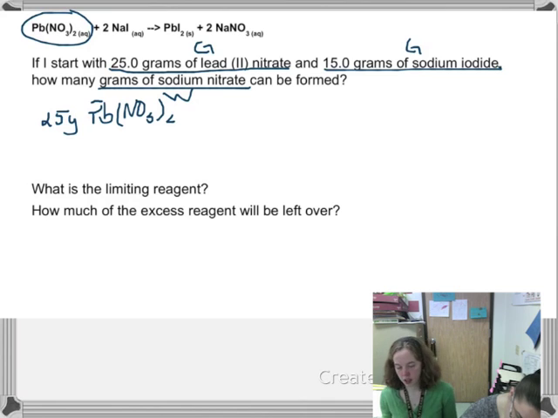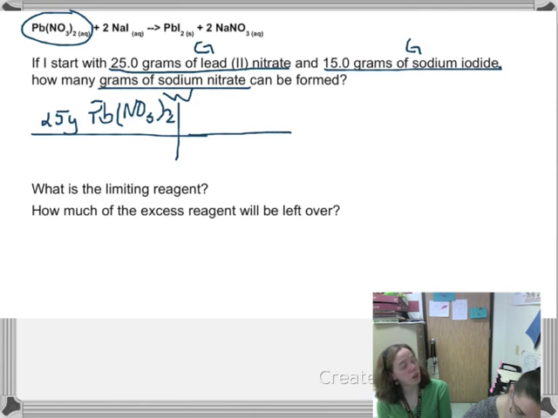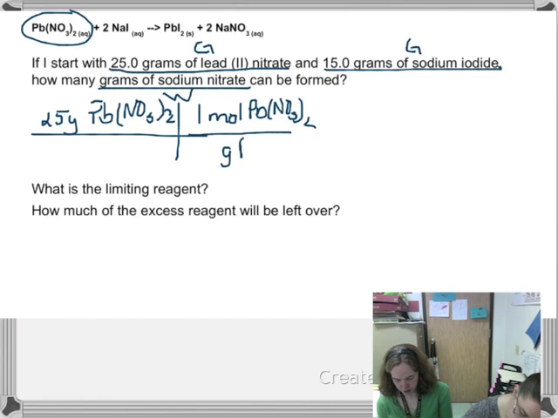Okay, and so what do we need next? Well, I need to change my grams to moles, so I need my molar mass, because I know 1 mole of Pb(NO3)2 is always equal to the molar mass of Pb(NO3)2. All right, and so we add all of that together, and we get 331.22 as my molar mass.